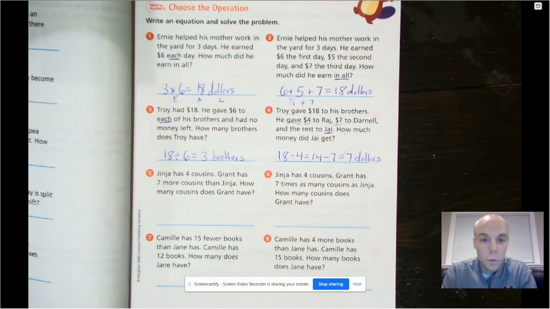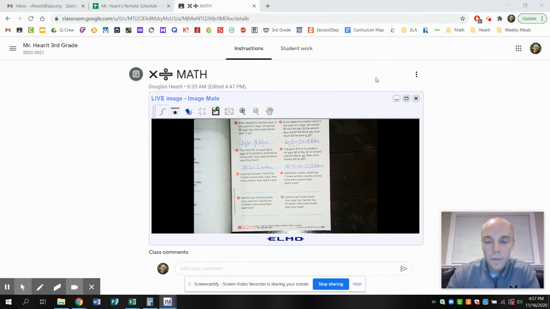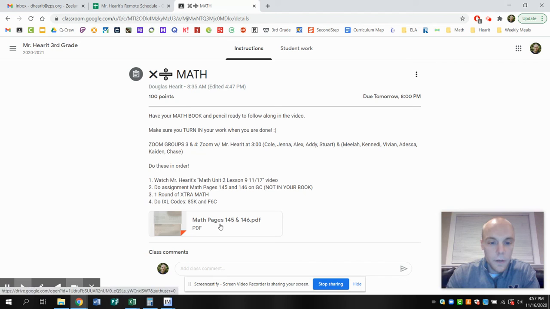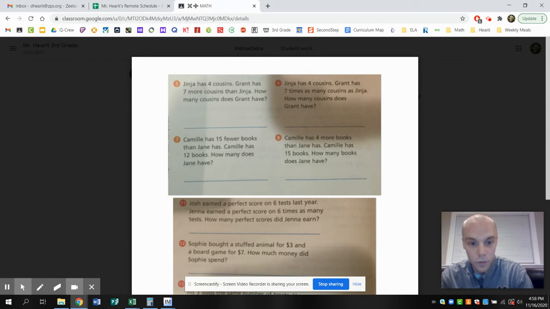So those are the first 4. You're doing those, you do those. So what you're going to do, you're going to go into Google Classroom. You're going to go back. Let me get out this part for you. And then once you click on the math pages 145 and 146, they're actually right here. I copied those out of your book to put them onto Google Classroom. So you're going to submit this so I can actually see it. You're not going to do it in your book.